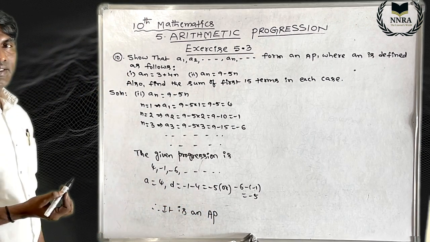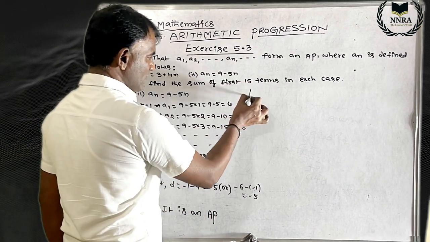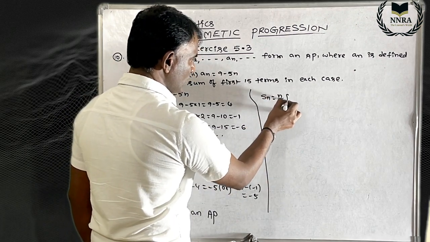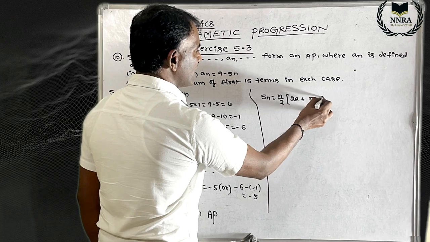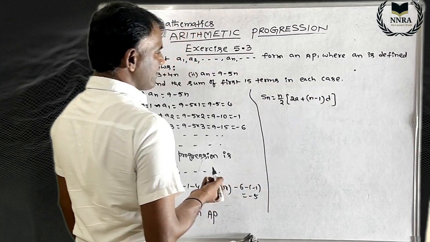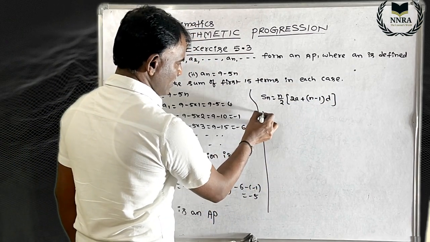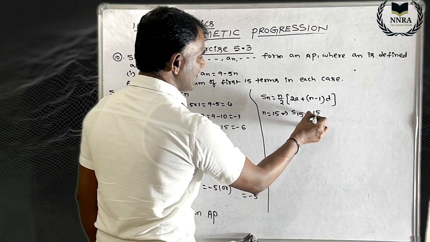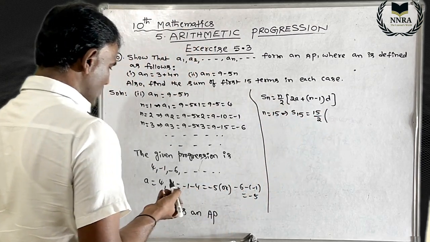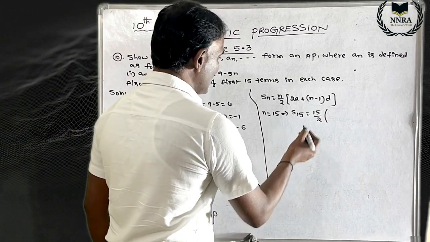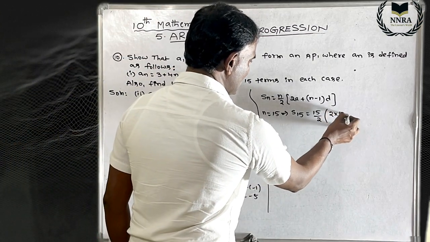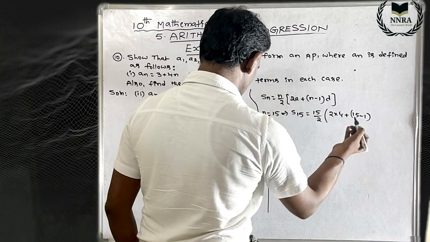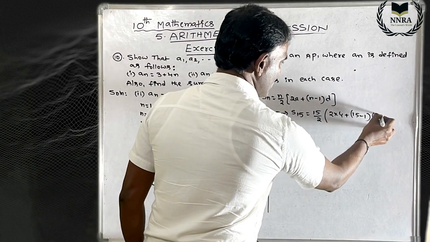So now we find S15, right? So first we write the Sn formula, right? What is the value of Sn? n by 2 into 2a plus n minus 1 into d. What's the value of n here? 15. So n equal to 15. Then S15 equal to 15 by 2 and 2a. So a value is 4, so 2 into 4. n minus 1, 15 minus 1 into d. So d is minus 5.